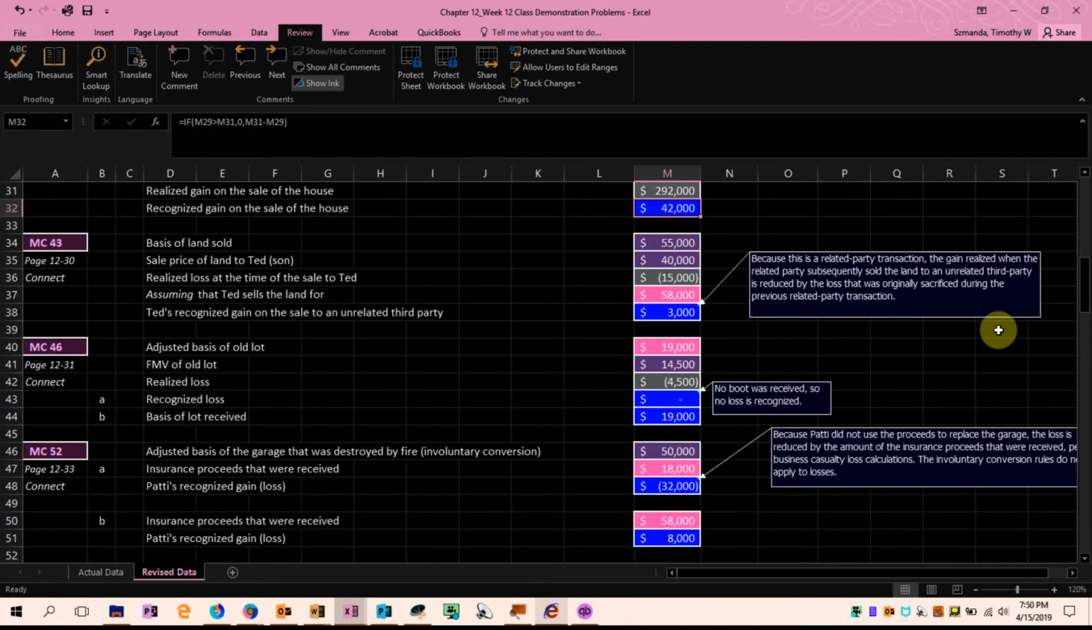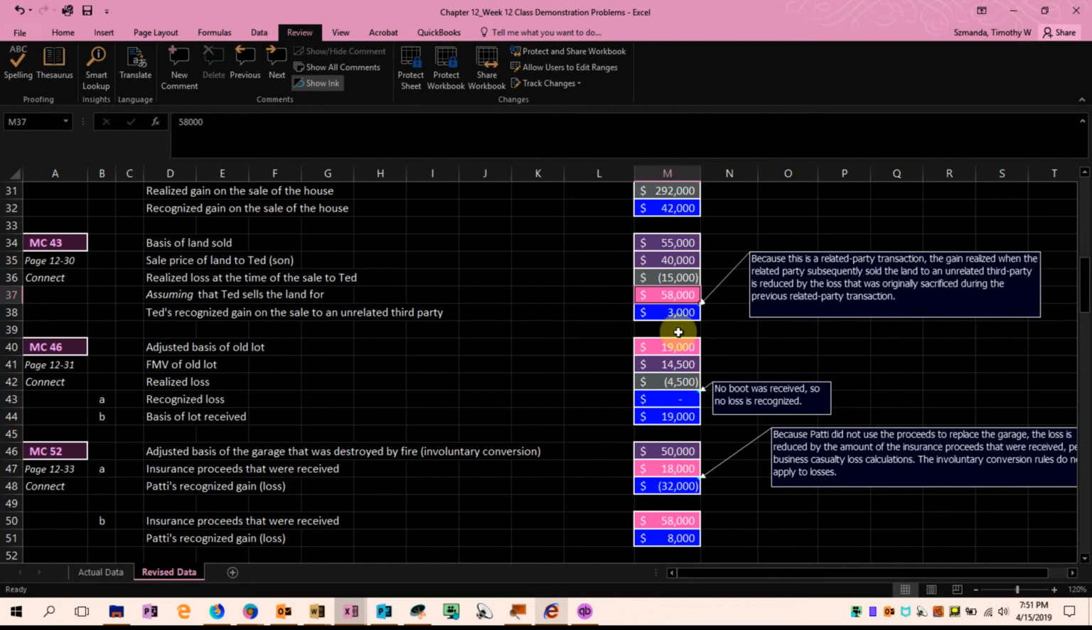Number 43 on page 1230 is a case where Nigel sells land with a basis of $55,000 to his son Ted for $40,000. That is the land's fair market value at the date of the sale. And he paid $55,000. So there's a potential $15,000 loss. So if we assume that Ted sells the land for $58,000, the question is how much of the gain is recognized.